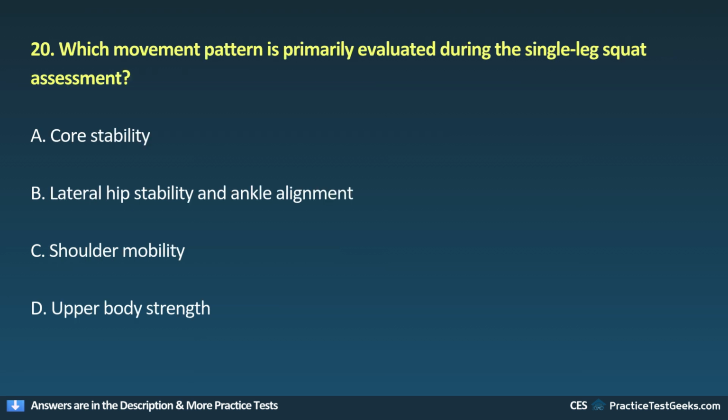20. Which movement pattern is primarily evaluated during the single leg squat assessment? A. Core stability. B. Lateral hip stability and ankle alignment. C. Shoulder mobility. D. Upper body strength.